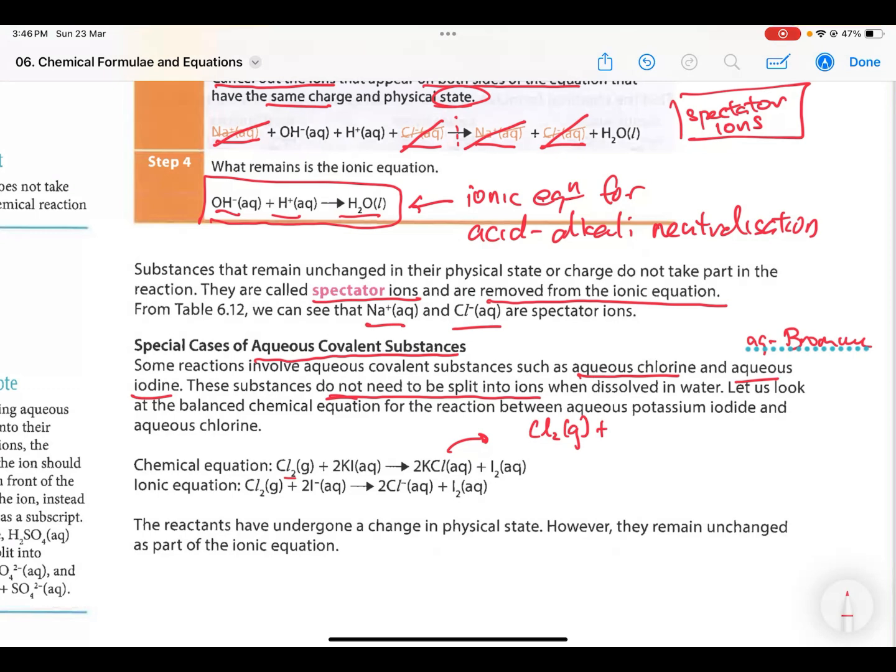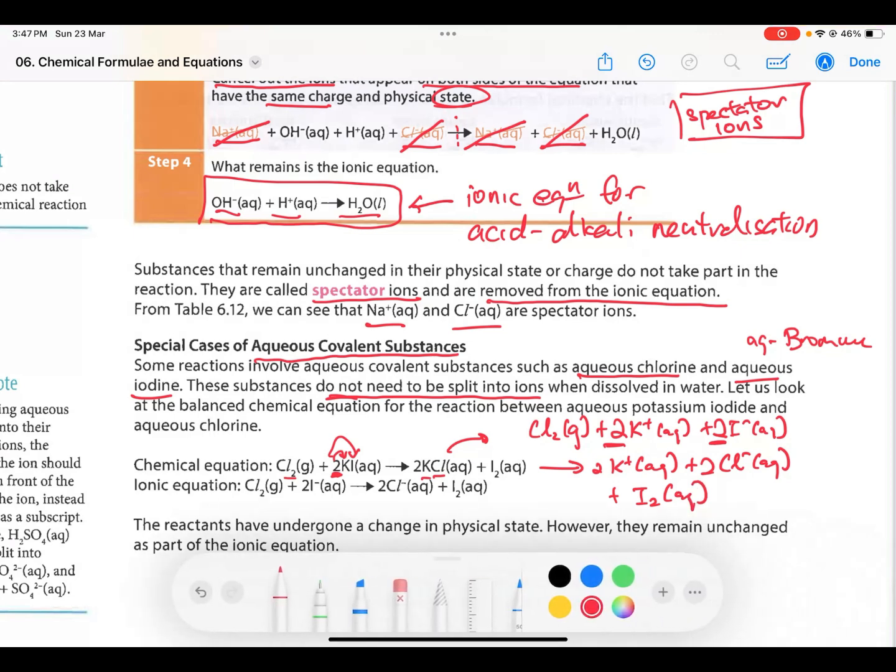2KI. I have potassium iodide, which means I have K plus aqueous plus I minus aqueous. And you realize there's a 2 here, so it tells me there's 2K plus and 2I minus, because it's 2 times K and 2 times I as well. This is a typical mistake people make. They forget that the 2 applies to both potassium and iodide. So I split them already. This is all in my reactant. Product wise, I have 2KCl. Once again, KCl, I can split it up to 2K plus aqueous plus 2Cl minus aqueous. Last one, I2 aqueous. As mentioned, aqueous iodine cannot split, so this will just be I2 aqueous.